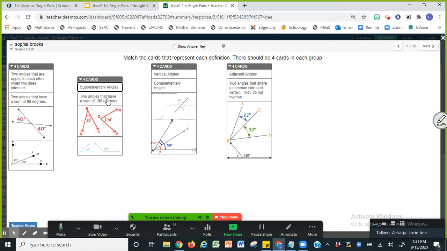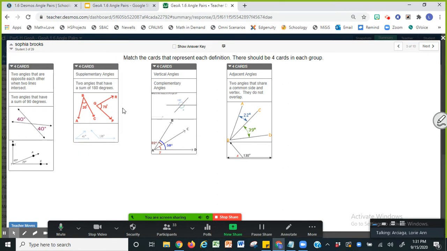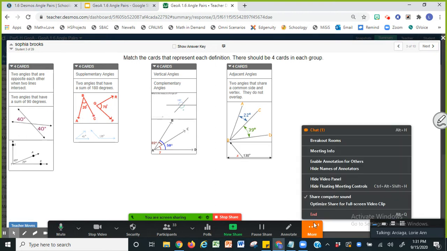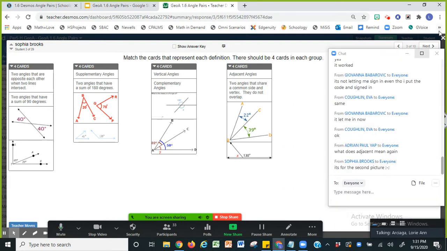Supplementary. Sophia, if I may comment on your second stack, the red angles that you put together, honey, they don't add up to 180. And your definition said the two angles that have a sum of 180. So you see how this picture must match what you put together in the definition and in the phrase. Okay, so you want to go over that one more time, Sophia? Since this is misplaced, then one of the cards is also misplaced.